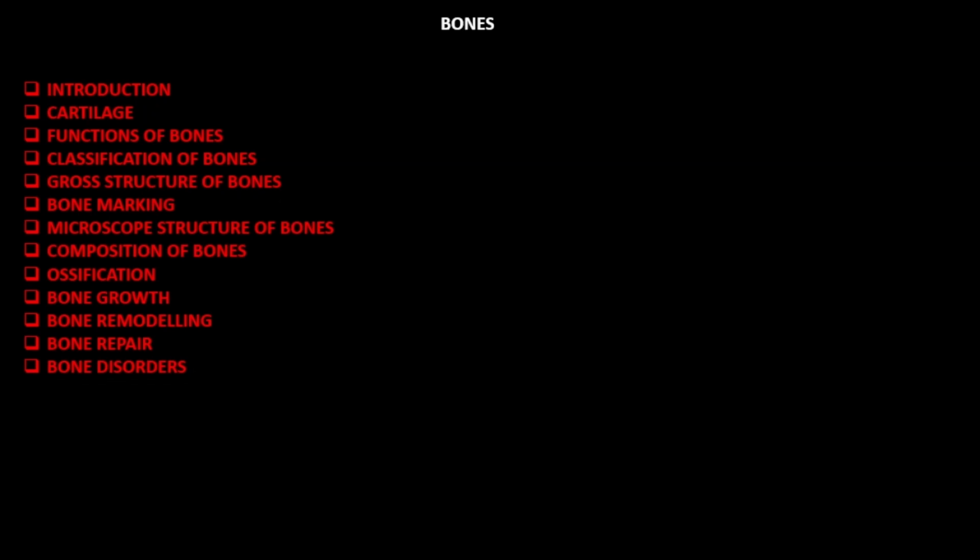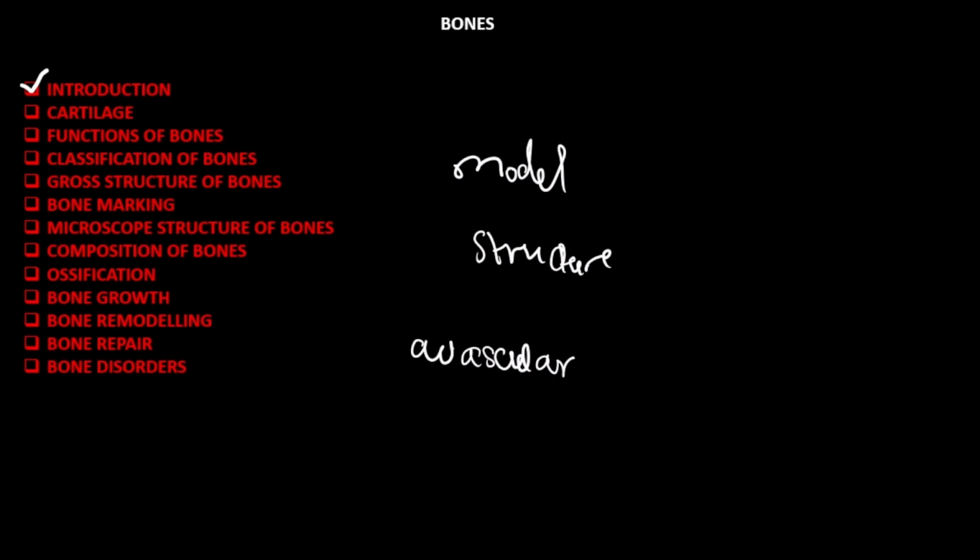Next on our list is to consider cartilages. Now, cartilage is different from bones in many ways, and in this video we'll be considering some of the differences between cartilage and bones. Cartilages generally form a kind of model or structure upon which bone would later be formed. It's also good to note that cartilages are avascular, so they do not have a blood supply or a nervous supply, so they are not innervated.